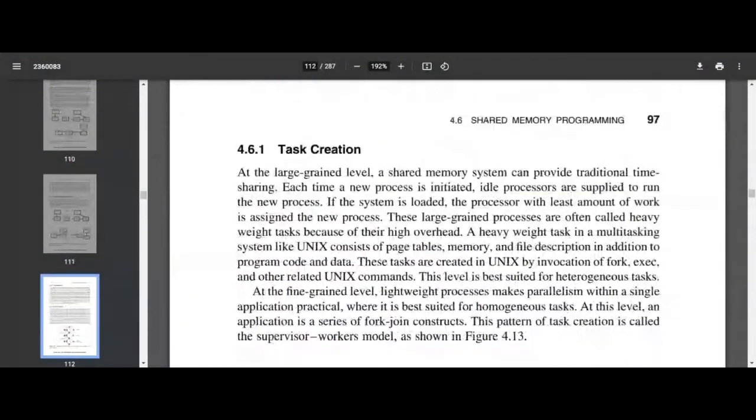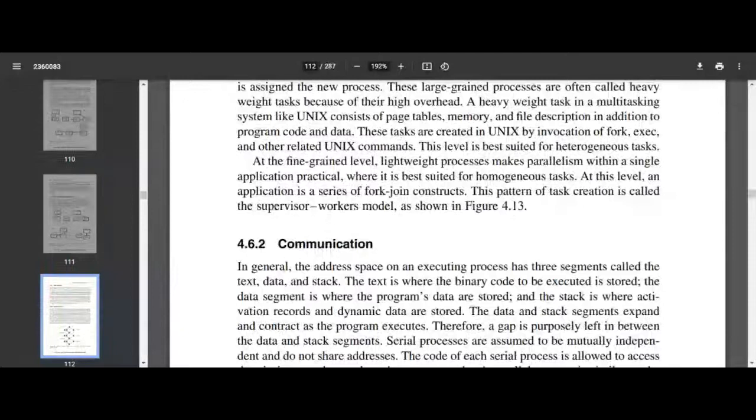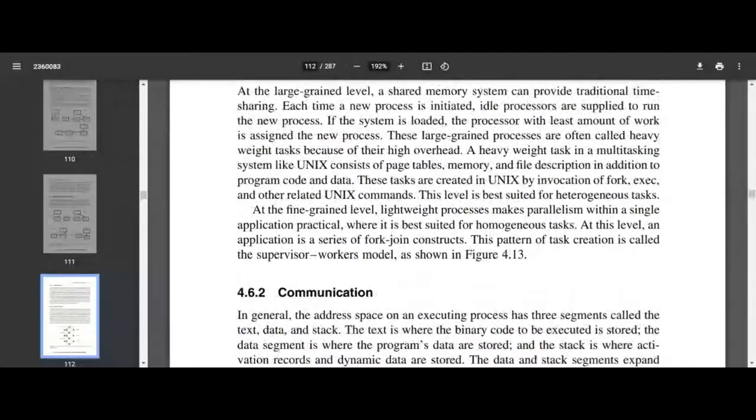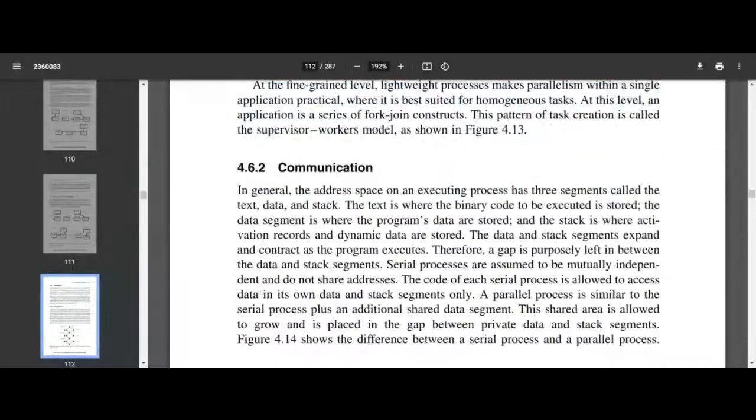If we look towards the task creation, they discuss the Unix problem. Each time a new process is initiated, the idle processors are supplied to run the new processes. If the system is loaded, the processor with the least amount of work is assigned. So this is the technique which has already been employed in the Unix architecture.